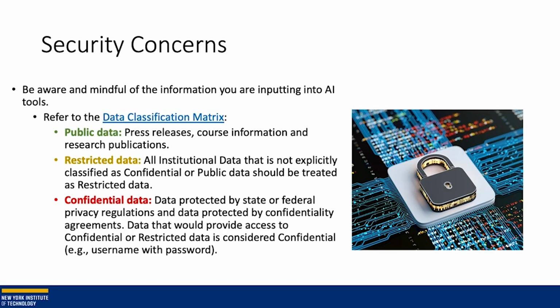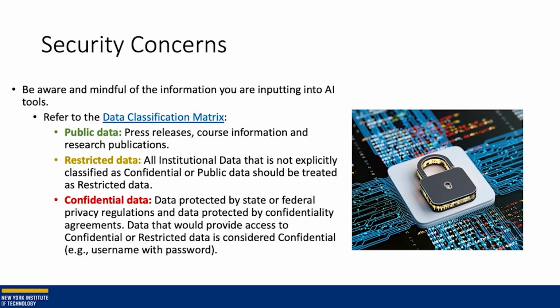Then there's confidential data. Confidential data is data protected by state or federal privacy regulations. You can think about this as HIPAA and FERPA, as well as data protected by confidential agreements. This is social security numbers, maybe home addresses, additional data information. You never want to put this information into an AI tool because that creates a security risk and allows other people's information to be sent elsewhere and used on the dark web.